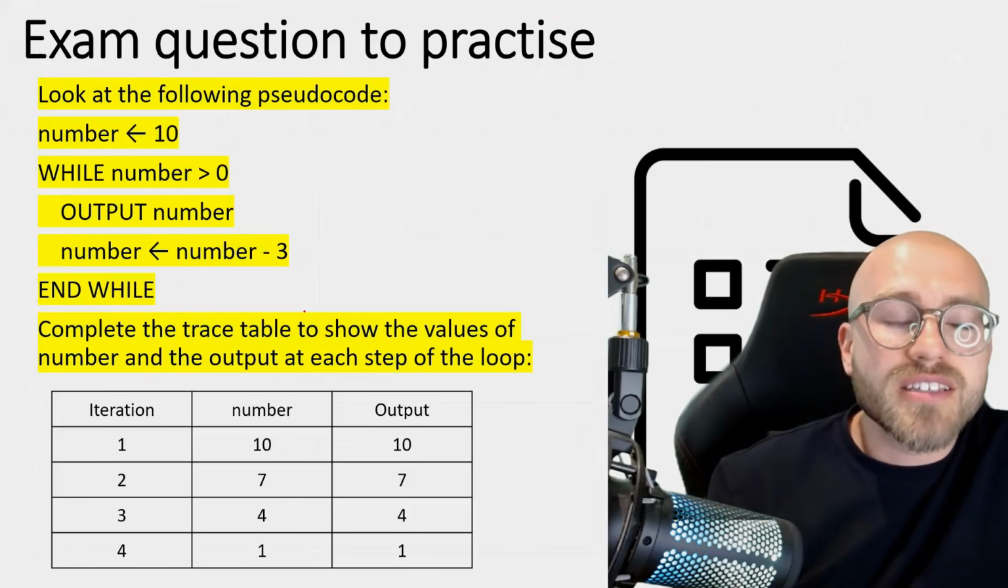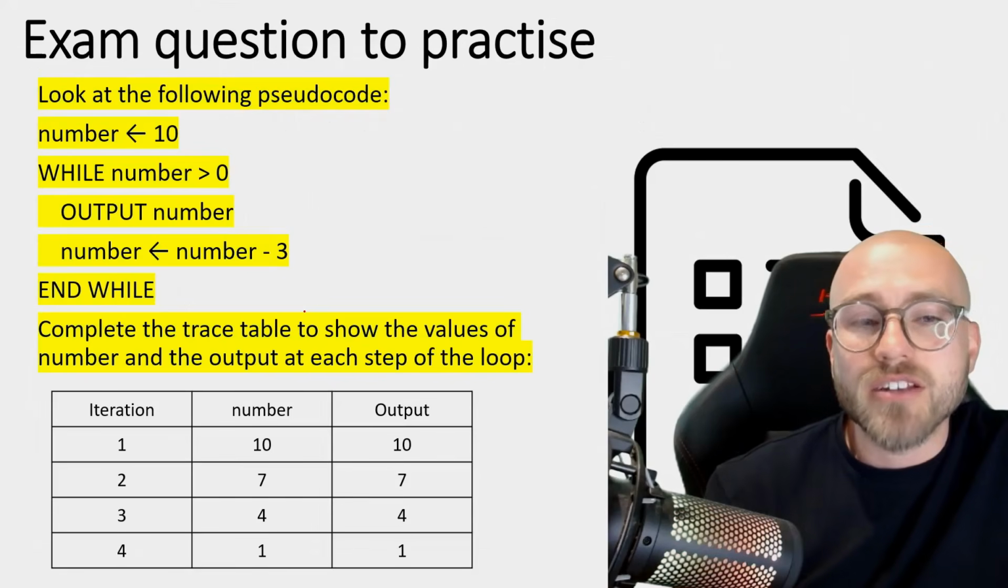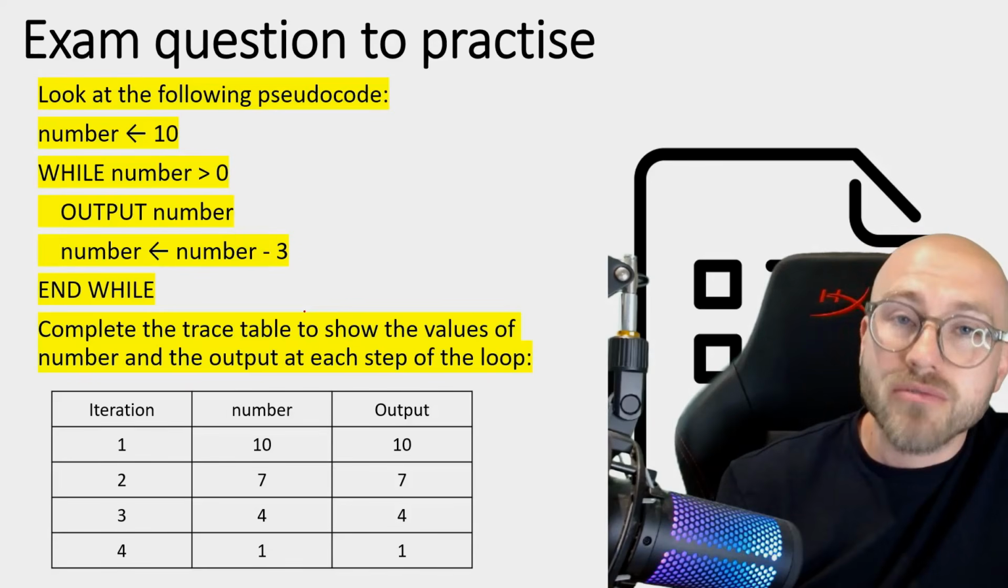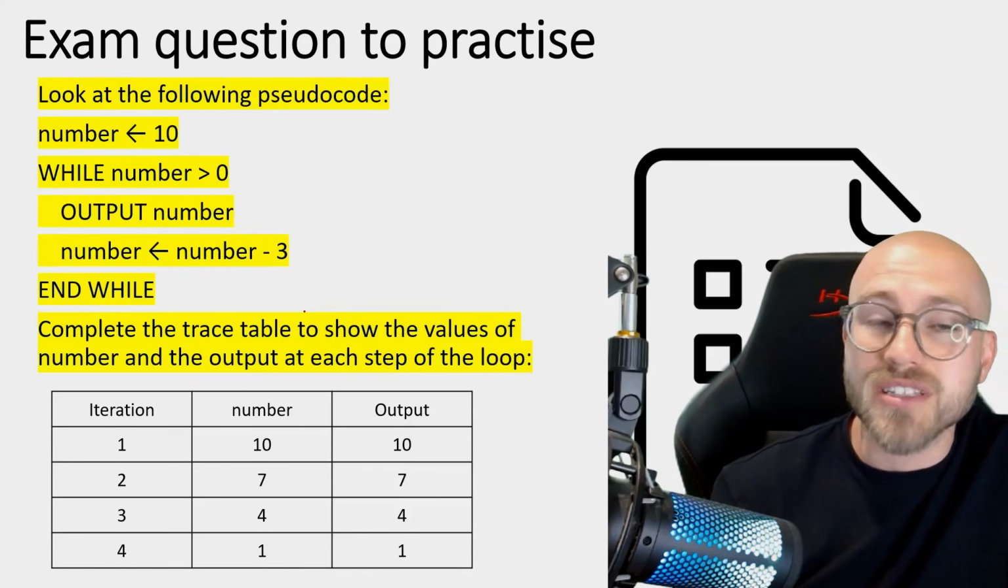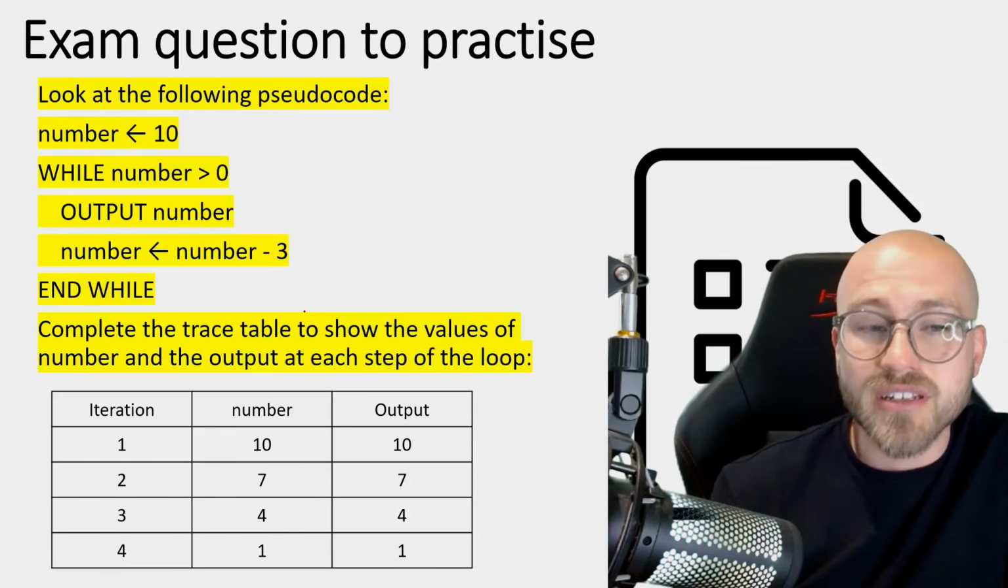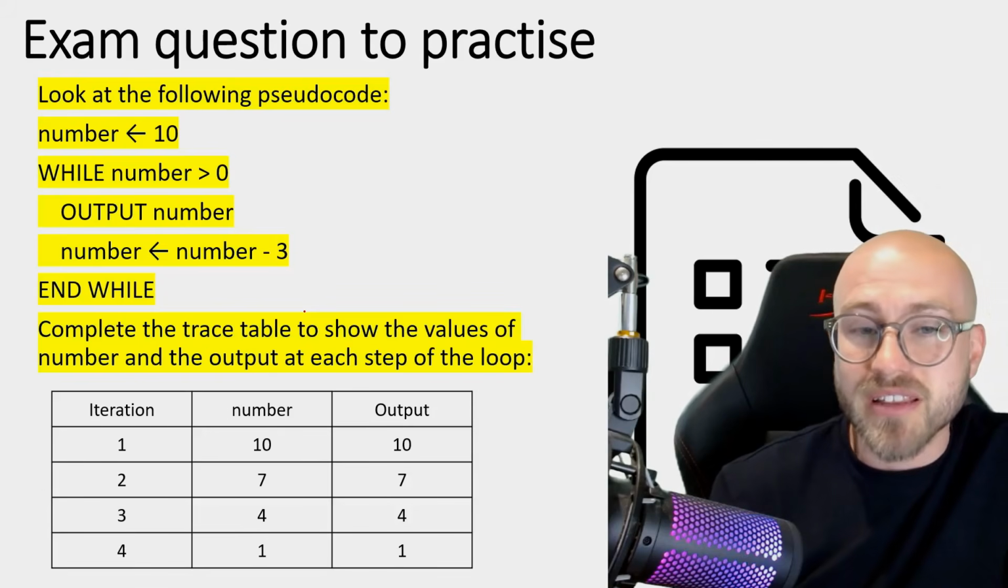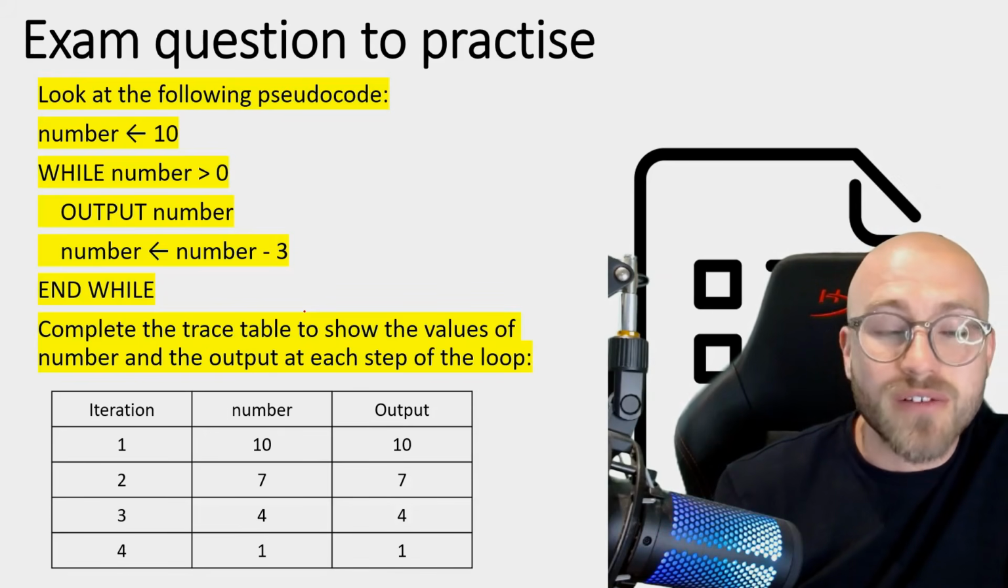Okay, let's go through the answers then. So to begin with, we had number at 10, which means the output was 10. Then we subtract 3 from the number, which means that the number is now 7. So we output 7 because the number is currently 7. We take another 3 off, meaning that the output will be 4 because the number was 4.